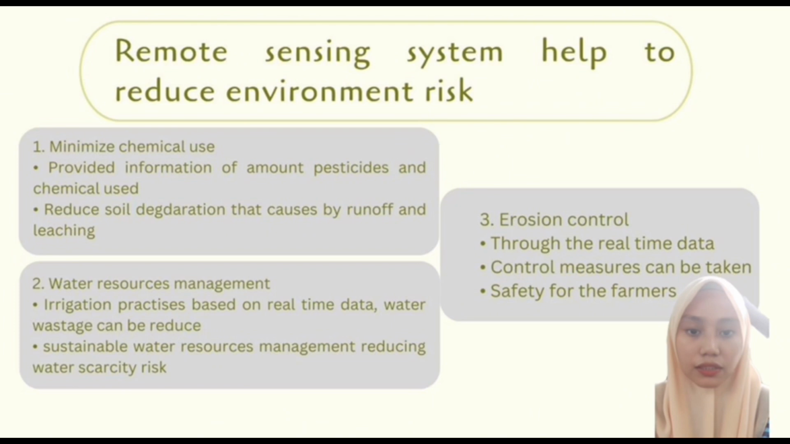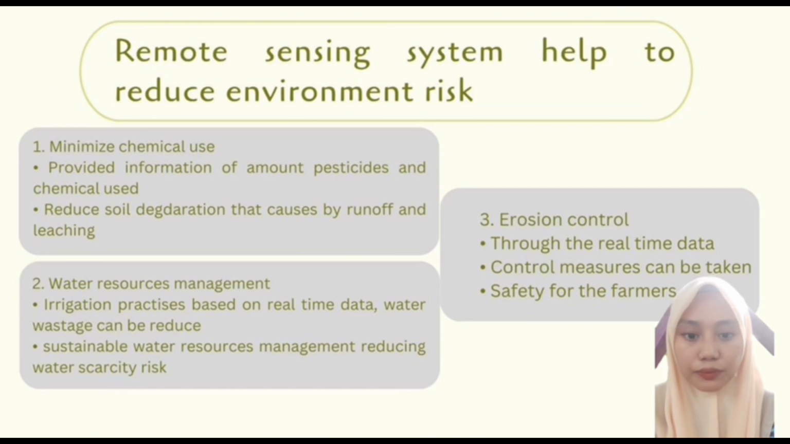In remote sensing, irrigation is based on real-time data, so water waste can be reduced. Therefore, by reducing wastage of water, we can also reduce water scarcity. Next is soil erosion control. Through remote sensing, we can detect any soil erosion that is happening or going to happen. Therefore, a control measure can be taken, and this can also ensure the safety of the farmers or the workers on the plantation.